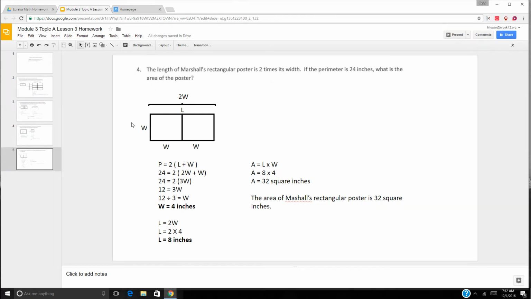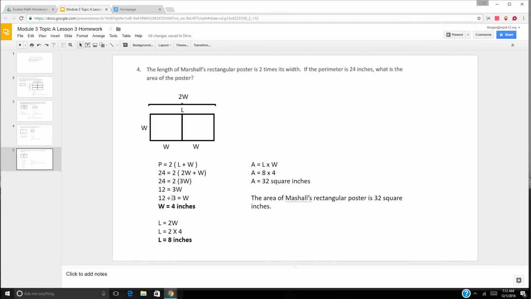So what I said was the perimeter is 2 times the length plus the width. Well, the width is the width, but the length is 2 widths, right? So 2 widths plus 1 width is 3 widths, if that makes sense. So 2 times 3 widths. Well, we want to get rid of the 2, so we can divide 24 by 2, which gives us 12. So 12 equals 3 widths.